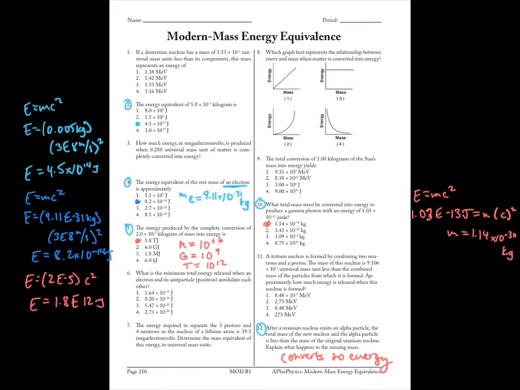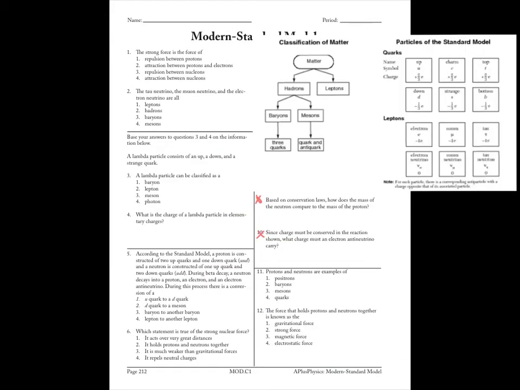That's all it is. Okay, the final topic is the standard model. Again, this is the reference table. We need to know about antiparticles, antimatter, the 4 fundamental forces, and how to use the reference table to answer questions about classification of matter and the standard model.